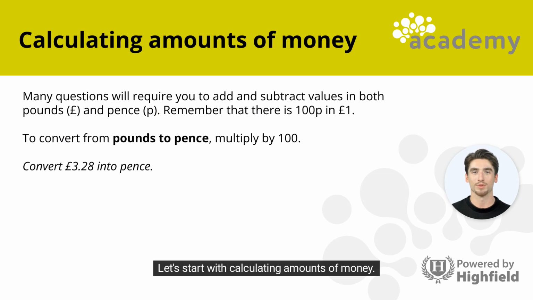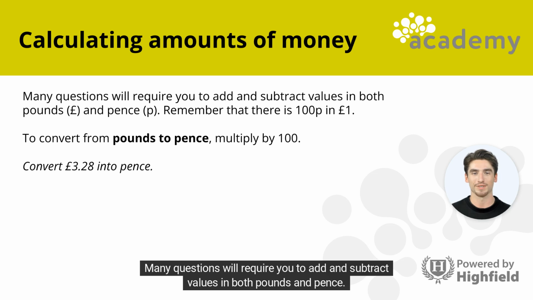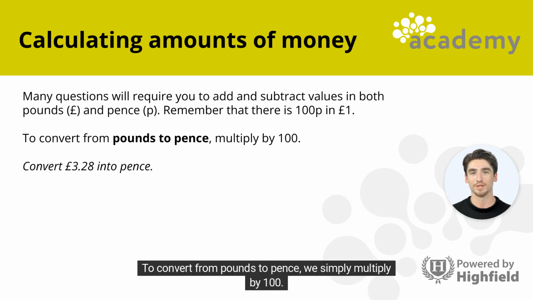Let's start with calculating amounts of money. Many questions will require you to add and subtract values in both pounds and pence. Remember that there is 100 pence in £1. To convert from pounds to pence, we simply multiply by 100.